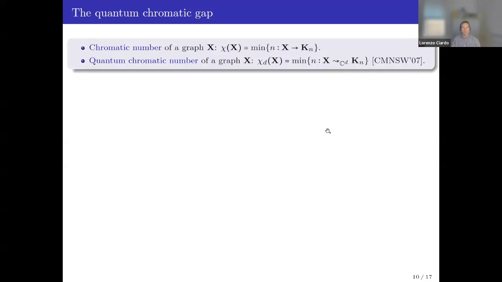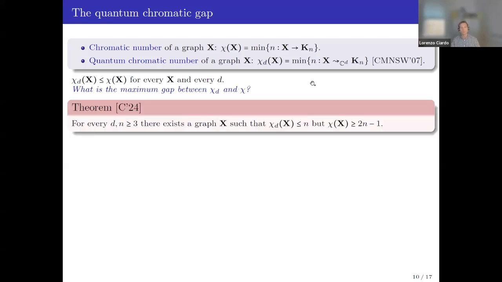All right, so every classical strategy can be seen as a quantum strategy. So it is never possible to lose power by considering entanglement, of course, which means that the quantum chromatic number is never bigger than the classical one. But of course, you can ask, what is the maximum gap between the two? What is the maximum gap between chi_d and chi?